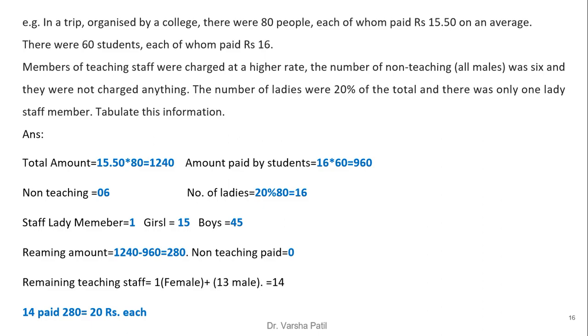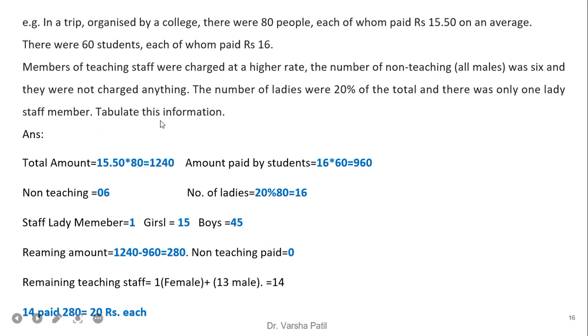Now let us see the next problem. In a trip organized by a college, there were 80 people, each of whom paid rupees 15.50 on an average. There were 60 students, each of whom paid rupees 16. Members of the teaching staff were charged at a higher rate. The number of non-teaching staff, all males, was 6 and they were not charged anything. The number of ladies was 20% of the total and there was only one lady staff member.